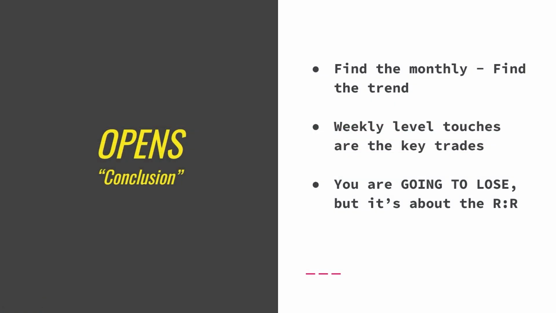In closing, the three main bullet points you need to be looking at is one, you're going to find the monthly, you're going to find your trend. If you're above it, you're looking at a bullish type trade. If you're below it, you're looking at a bearish type trade, puts, calls, shorts, longs, whatever it may be. Two, you're looking for weekly level touches. They're the key for your trades, and that is what's going to be statistically the most profitable and get you those wins. Number three, you are going to lose eventually, no matter what.